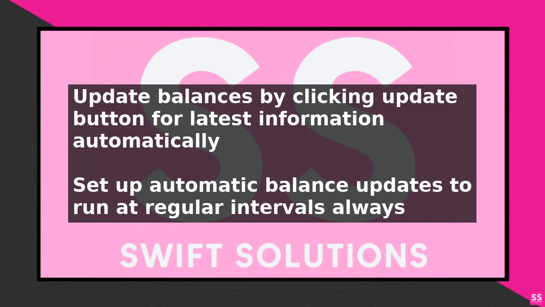To update your balances, simply click on the Update Balances button and AwardWallet will automatically fetch the latest information from your linked accounts. You can also set up automatic balance updates to run at regular intervals, ensuring your information is always up to date. AwardWallet also provides alerts and notifications when your points are about to expire, helping you to use them before they disappear.